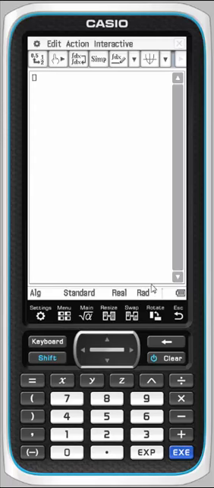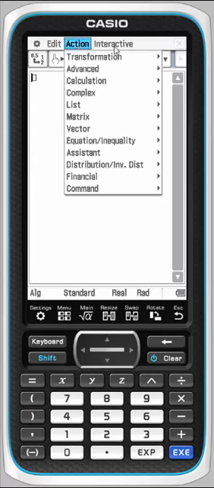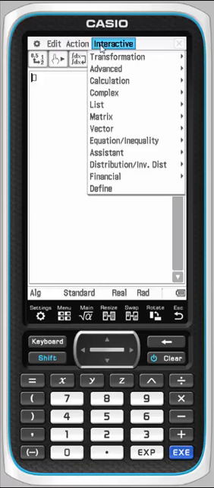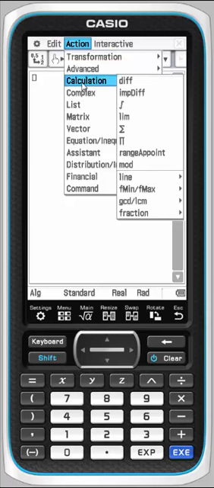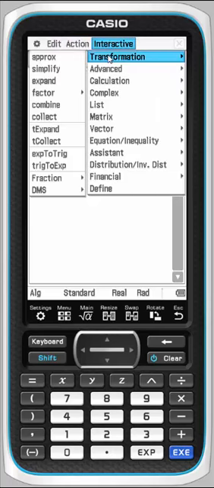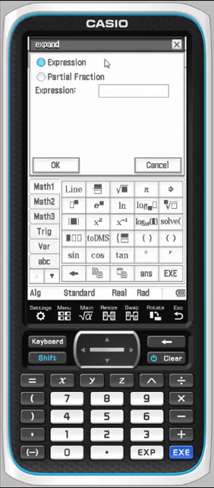We will be spending a little time in the action and interactive menus. You'll notice they look virtually identical, almost exactly the same. The only difference for the most part is that action will expect you to supply the syntax. You need to know how these functions work to use any of them, whereas interactive, if you pick a function, will give you a nice little prompt that you can fill in the important details.